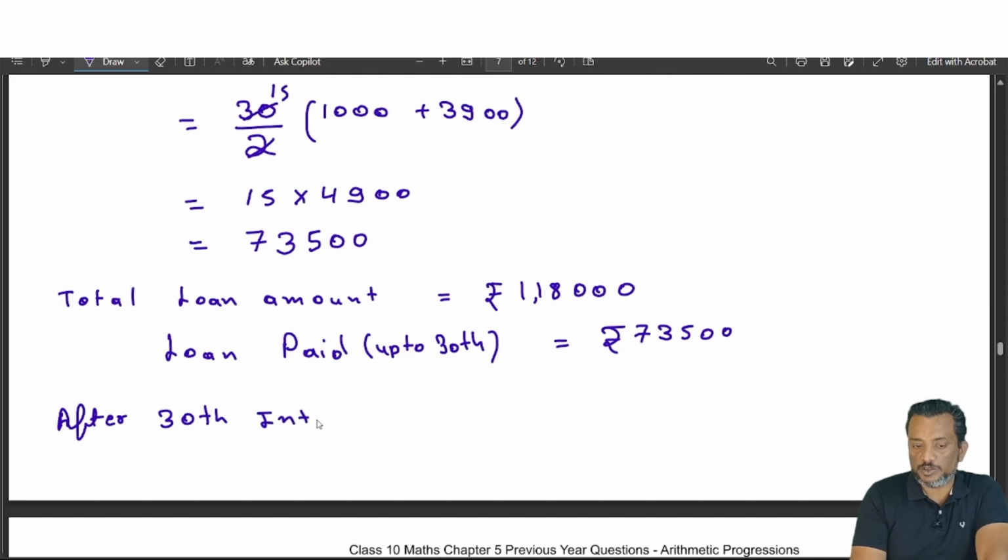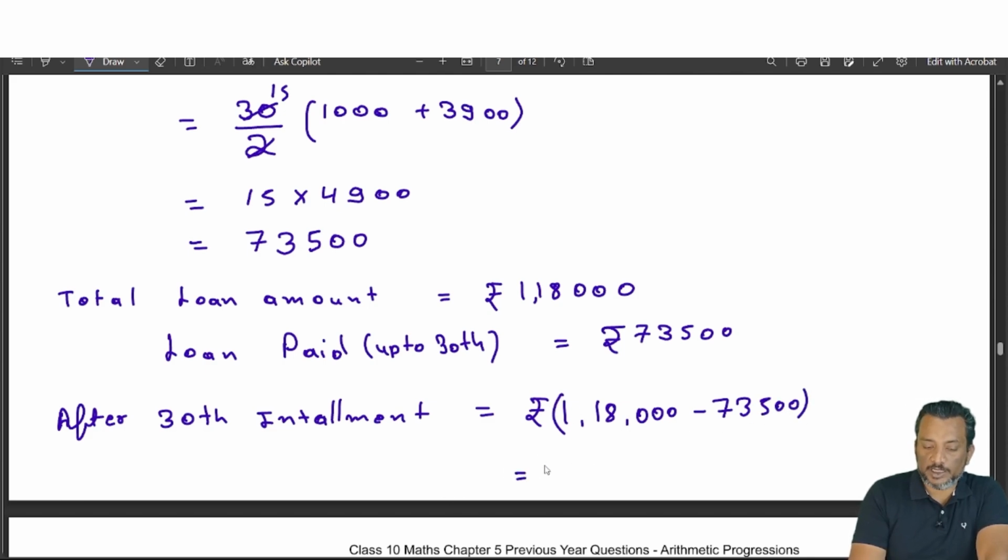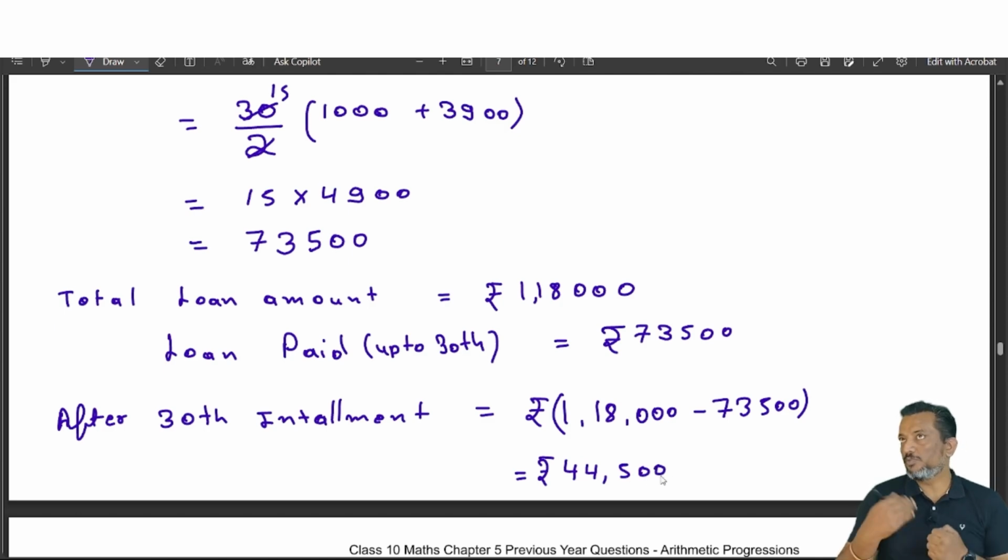After the 30th installment. Okay, so we can say rupees 1,18,000 minus 73,500. Now you can subtract these two. So you will get rupees 44,500 amount is left that he has to pay after the 30th installment. Hope this one is clear.